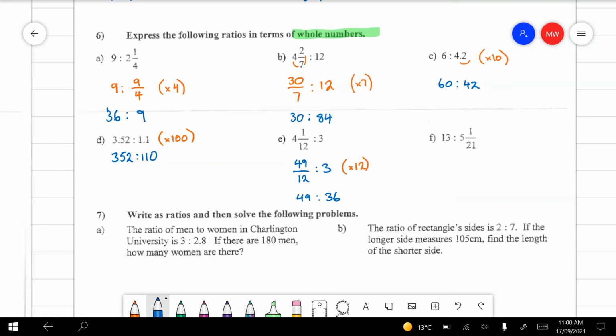And then last one, this one's a whopper. Let's do 13, and then if we convert this, 5 times 21 is going to give me 210 divided by 2, which is 105 plus 1, so 106 21sts. And so we will multiply both sides by 21. 13 times 21 is testing me a little bit. 273 to 106 would be my final answer.